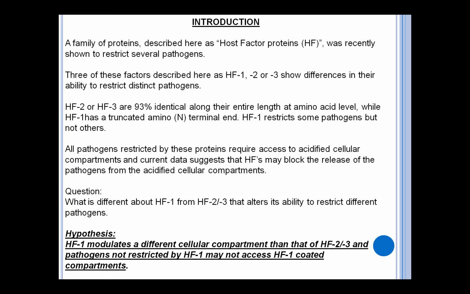HF2 and 3 are 93% identical, whereas HF1 is truncated by some amino acids. And all the pathogens restricted by these proteins require access to acidified cellular compartments, and the current data suggests that HF may block release of these pathogens from the acidified cellular compartment. The question we are asking here is, what is the difference about HF1 from the other two, that is HF2 and 3, that alters its ability to restrict different pathogens?